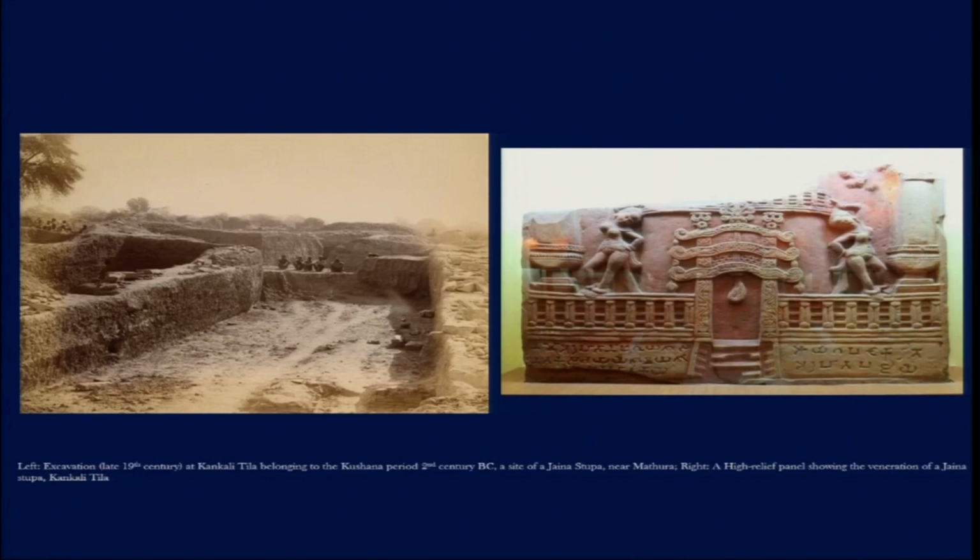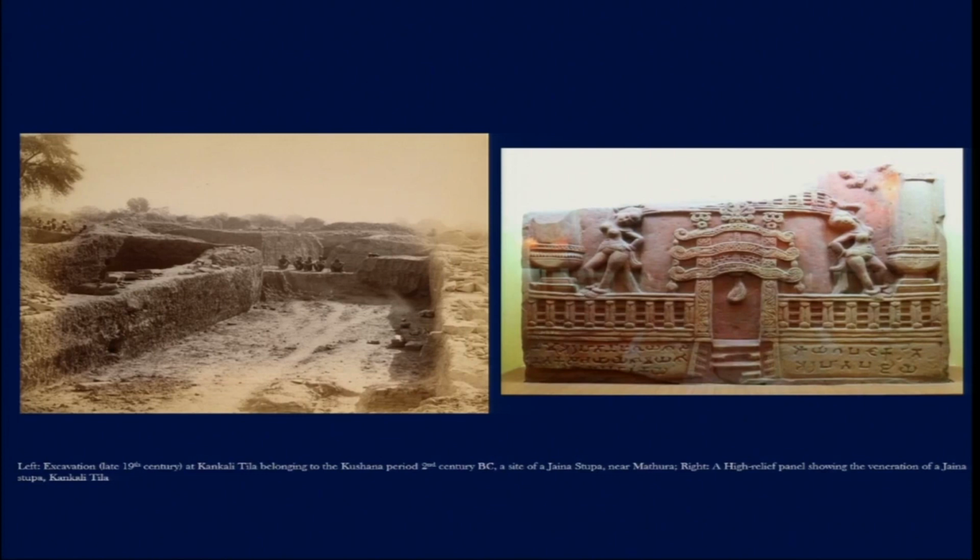From there we also have another highly significant site, called Kankali Tila, which was developed in the 2nd century BC, very close to Mathura. The name Kankali Tila came from a temple there dedicated to Kankali, the fierce manifestation of the great goddess Kali in later times. But this was a site where a Jaina stupa existed in the 2nd century BC or so.